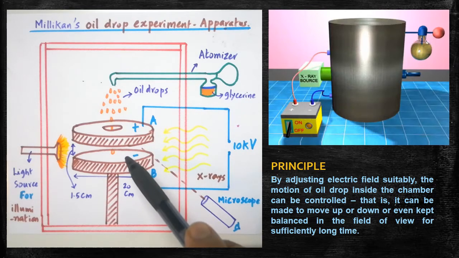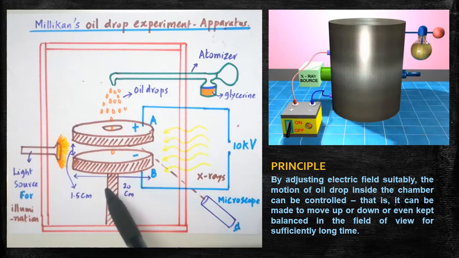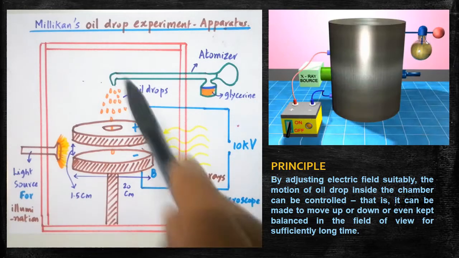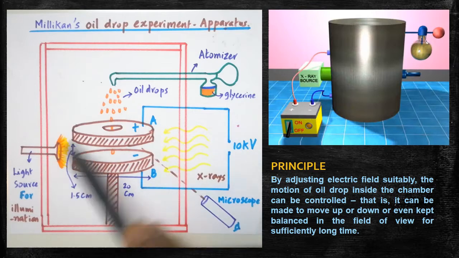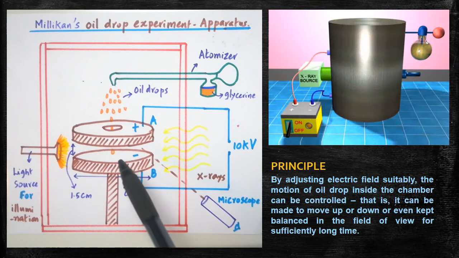These two parallel plates are enclosed in a chamber. These two plates are kept within the chamber. And the walls are all made up of glass. Glass walls are there, only then we are able to see what is kept inside.